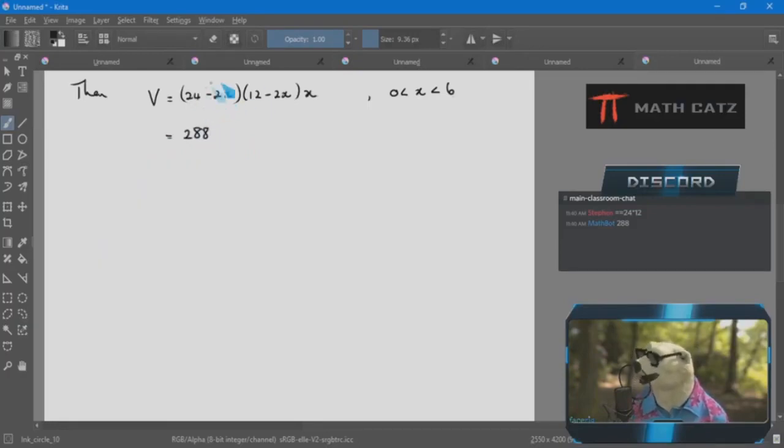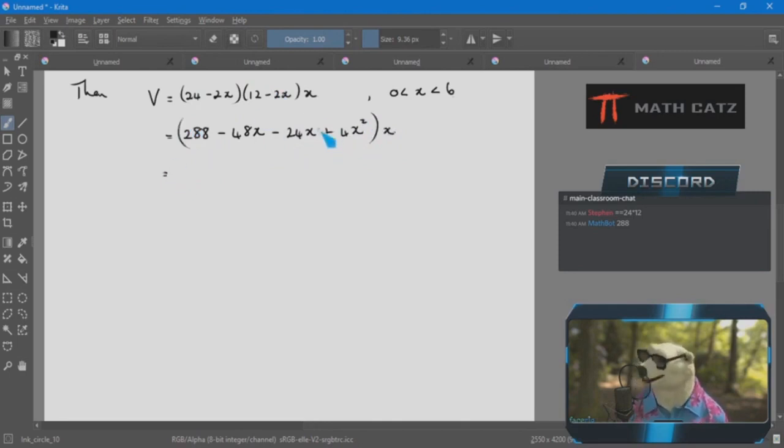Then maybe the outside ones. 24 times 2x, or negative, will be negative 48x. Then the inside ones will be negative 24x. And then the last ones will be positive 4x squared. Of course, that's all multiplied by an x.